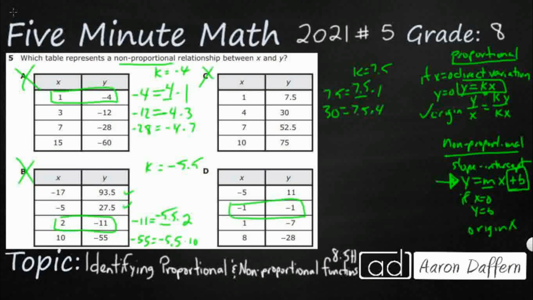So look at this right here. -1 equals something times -1. Well, that would have to be 1. But does 11 equal 1 times -5? Nope. Does -7 equal 1 times 1? No. So there's a plus b here we're missing. So our answer is D.